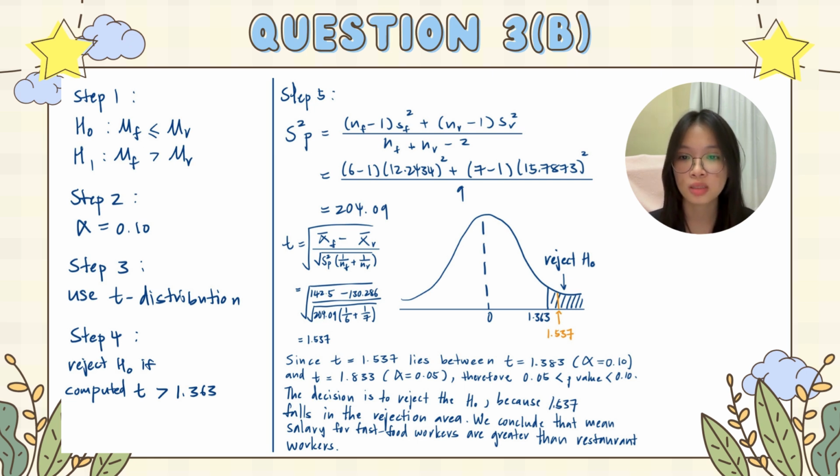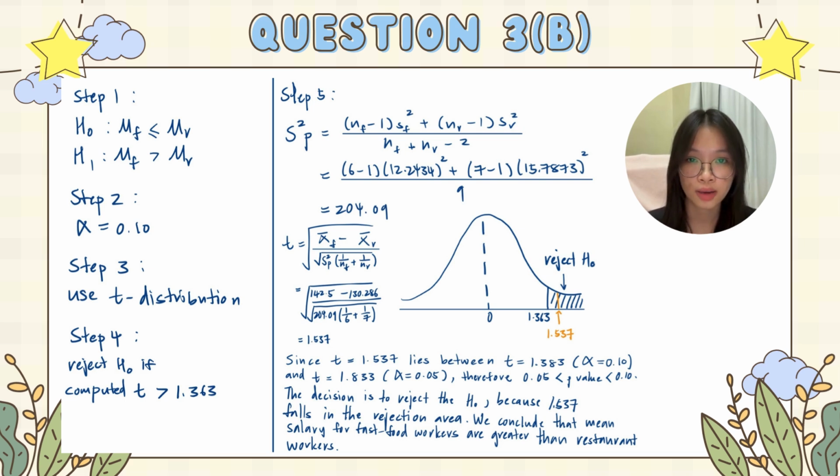Step 2, we must select the significance level. For this question, the significance level equals 0.1. Step 3, we must identify the test statistic. So for this question, we use the t-distribution because the population standard deviation is unknown. Step 4 means we need to formulate a decision rule. From the t-table, we know that the t-critical equals 1.363. Then we can formulate the decision rule, which is reject the null hypothesis if computed t is greater than 1.363.